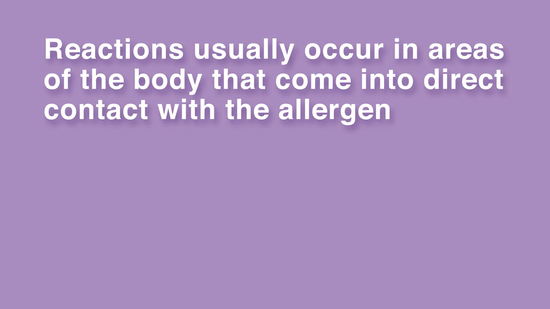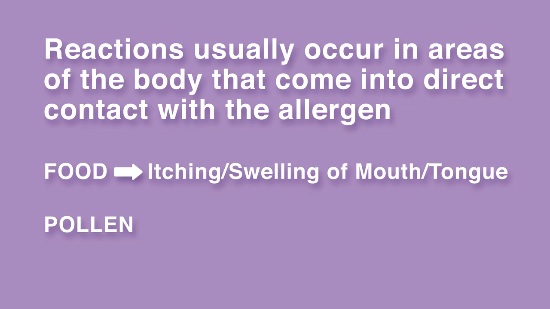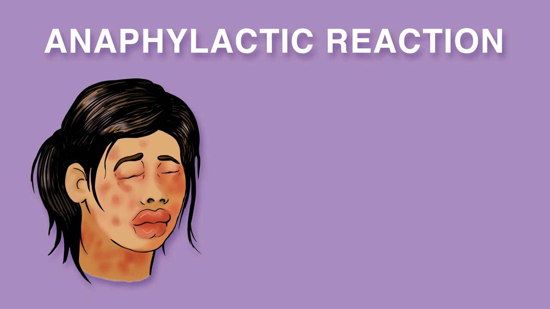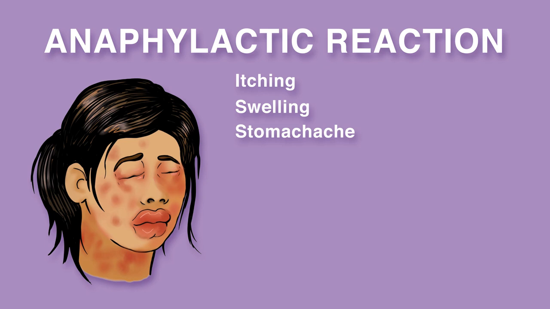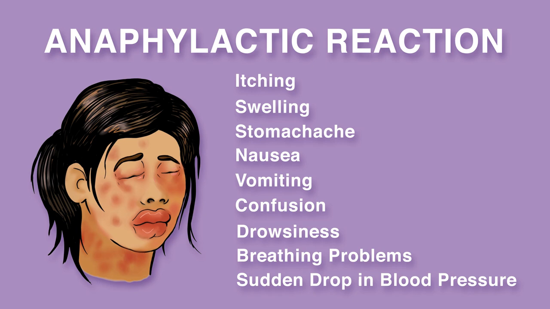Reactions usually occur in areas of the body that come into direct contact with the allergen. For example, food can cause itching and swelling of the mouth and tongue. Pollen comes into contact with the upper respiratory tract, causing a runny nose and sneezing. An anaphylactic reaction is one in which the allergic reaction starts affecting other parts of the body not exposed to the allergen, the digestive tract, airways, and cardiovascular system. Symptoms include itching, swelling, stomach ache, nausea, vomiting, confusion, drowsiness, breathing problems, and a sudden drop in blood pressure.